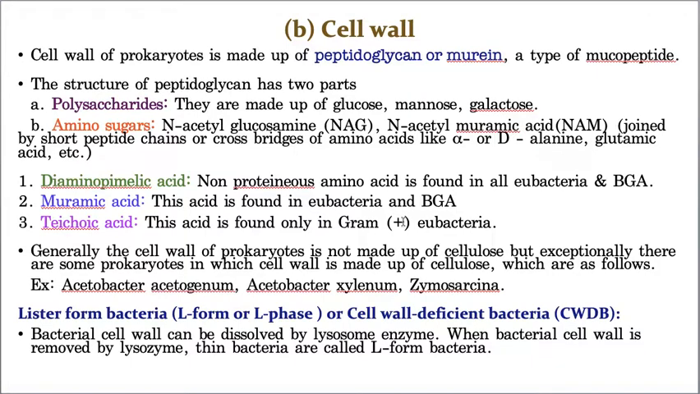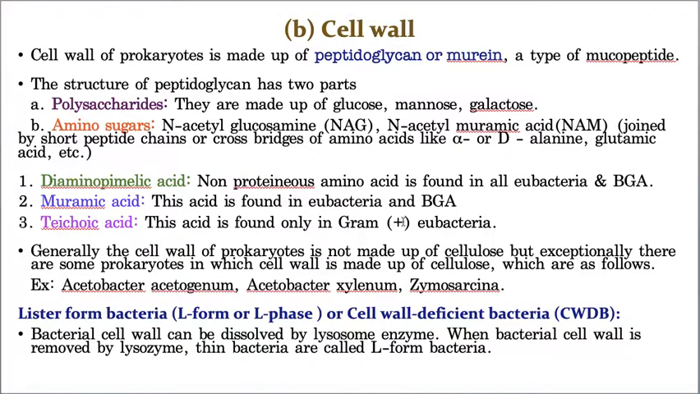This type of unique character will be asked in your NEET exam. You understood? So this is how you need to prepare for your NEET exams. These are tricky. See, all prokaryotic cells are made up of peptidoglycan. Only Acetobacter aceti, Acetobacter xylinum, and also Zymosarcina, these three bacteria have cell walls made up of cellulose. That means they do not match with other bacteria. Am I correct or not? This type of peculiar and unique questions will be asked in your NEET exams.